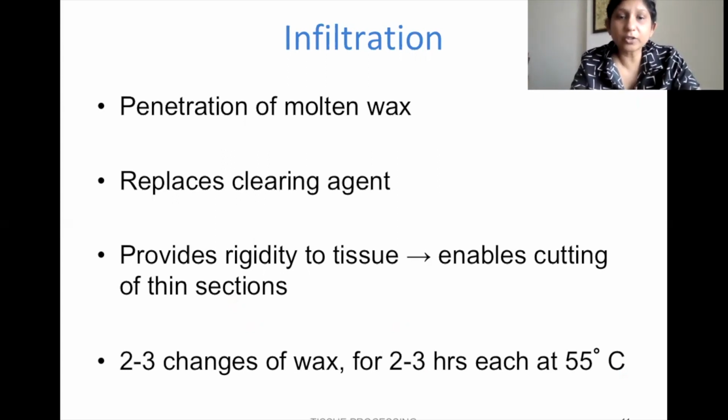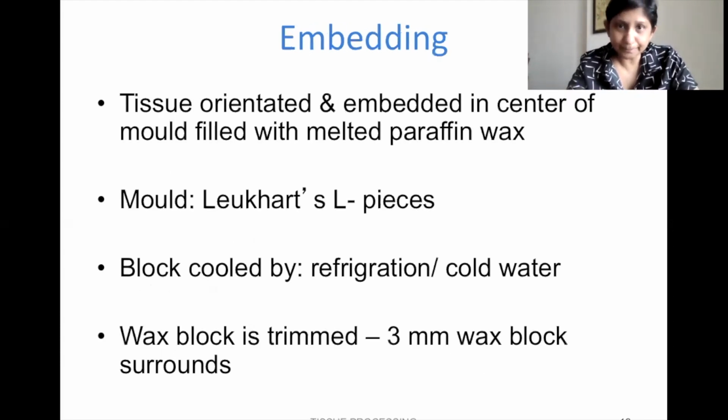So 2 to 3 changes of wax for 2 to 3 hours at 55 degrees Celsius is needed. So you have to keep the wax in a molten condition and then you insert the tissue cassette into the wax. So how is that done? We either use tissue cassettes or we use Leukart's L pieces. So I'll show you pictures of Leukart's L pieces. And the block has to be cooled later. Once you make the block, then you have to cool it by using refrigeration or cold water.